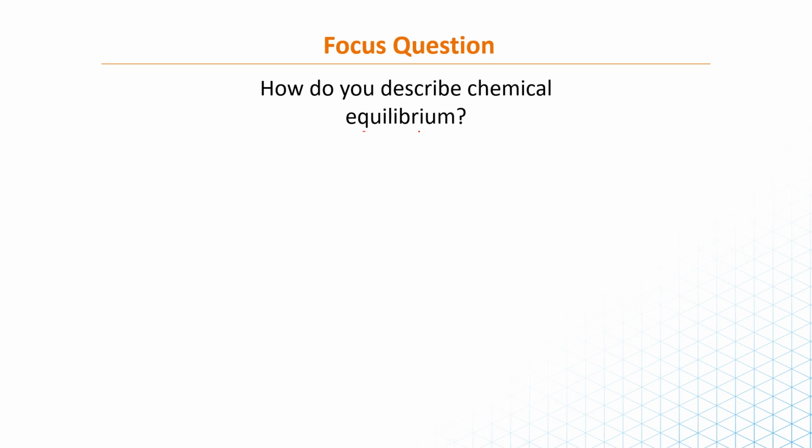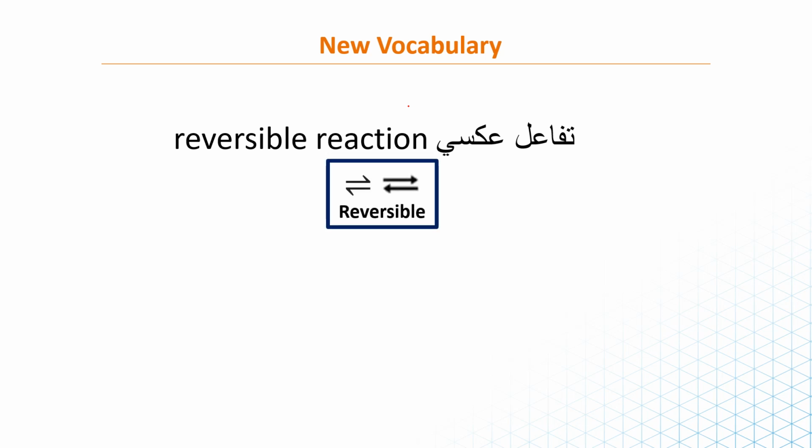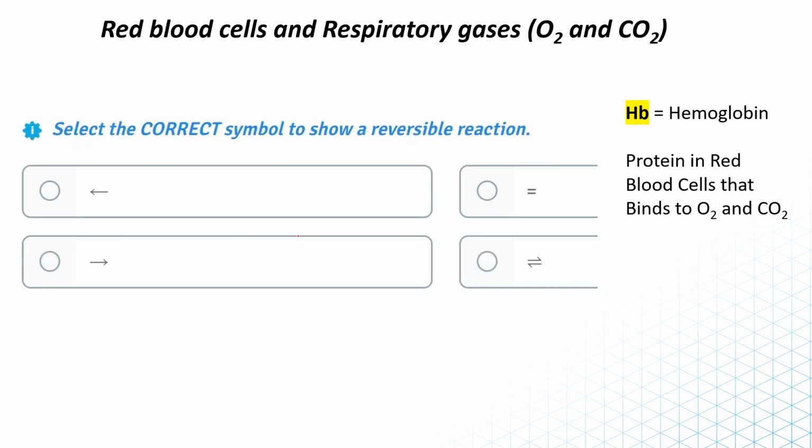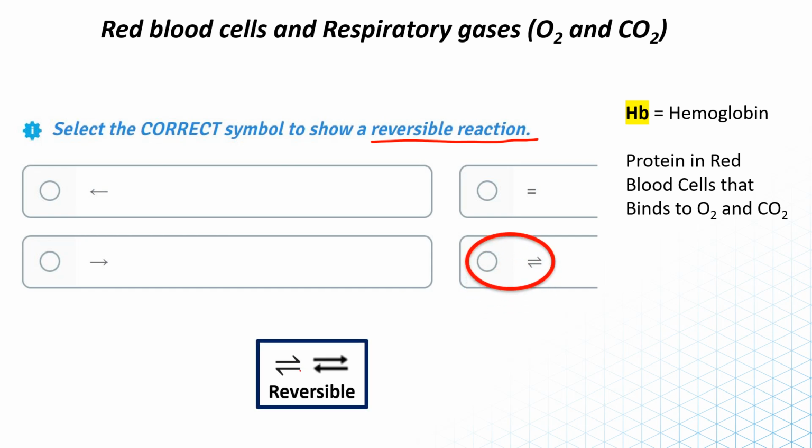So how do you describe chemical equilibrium? That's the focus question or the main idea of the lesson. Okay guys, when we say reversible reaction we mean تفاعل عكسي, يعني double arrow, عنده سهمين. هاي الطريقة, يعني التفاعل ممكن يروح من اليسار لليمين ومن اليمين لليسار. المتفاعلات تكون نواتج والنواتج ترد تكون المتفاعلات. That's the meaning of reversible reaction. الاتزان الكيميائي is a state of balance which we will see later. So which symbol here shows a reversible reaction? Of course it is the double arrow symbol. Okay, that's the meaning of reversible.